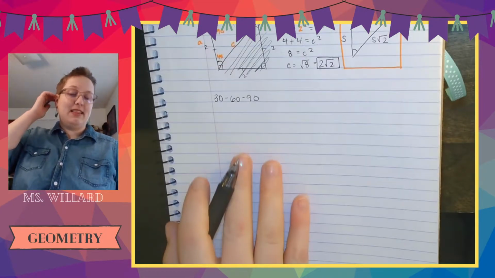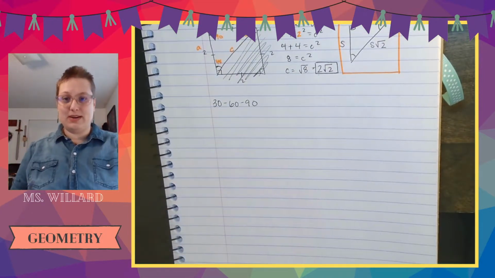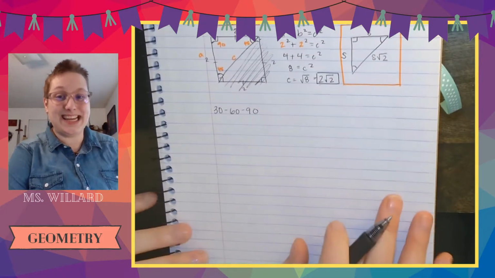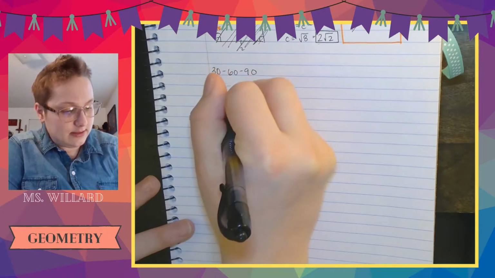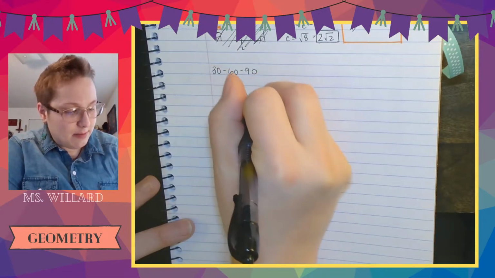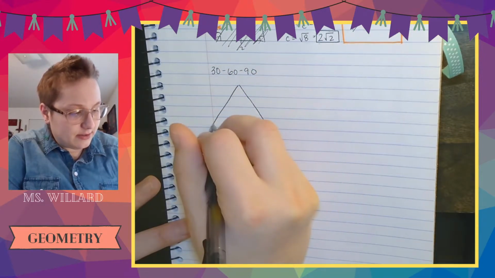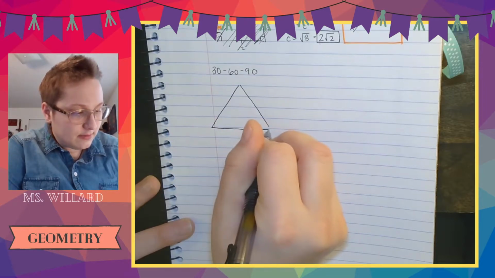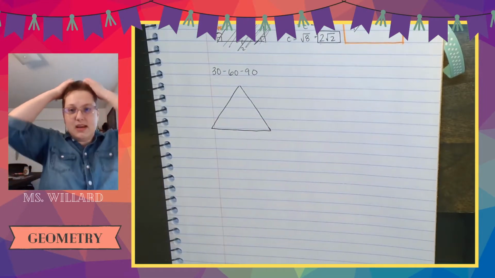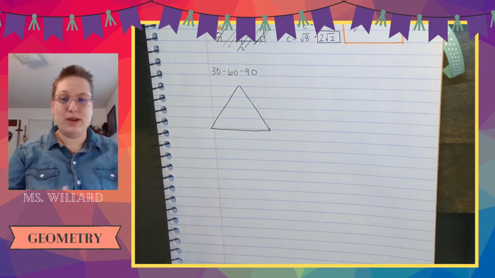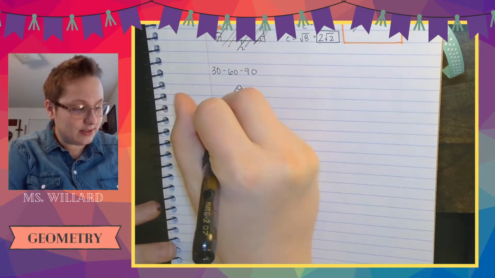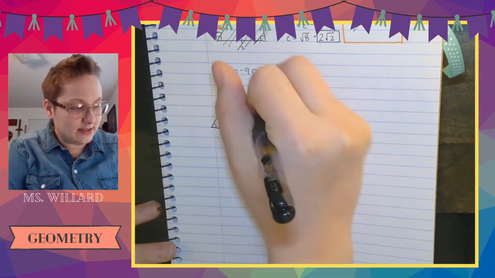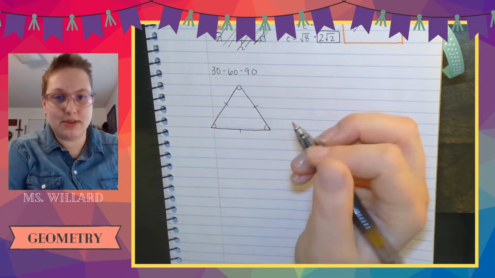All right, so the last one was made from cutting a square in half. This one's made from cutting an equilateral triangle in half. Okay, so here's my beautiful equilateral triangle. All right, great. We know this is equilateral when all the angles are the same and all of the sides are the same, right? So that's equilateral.